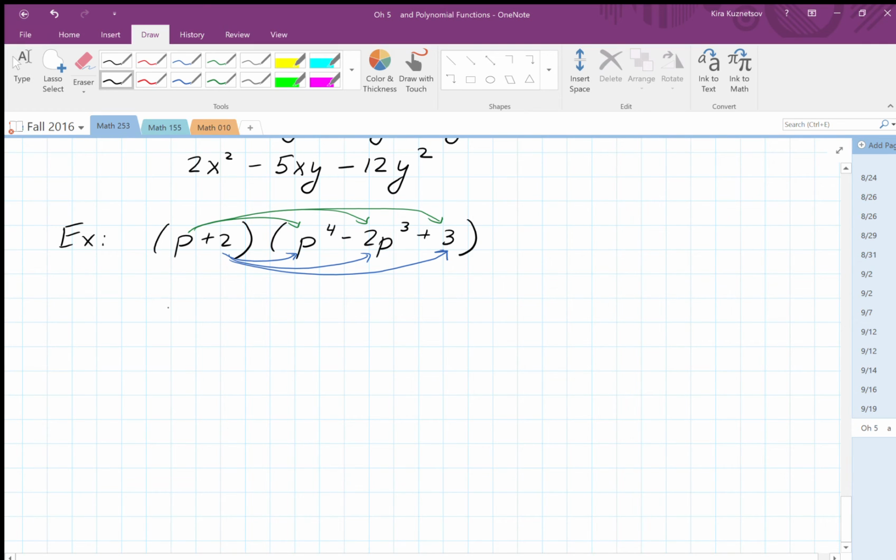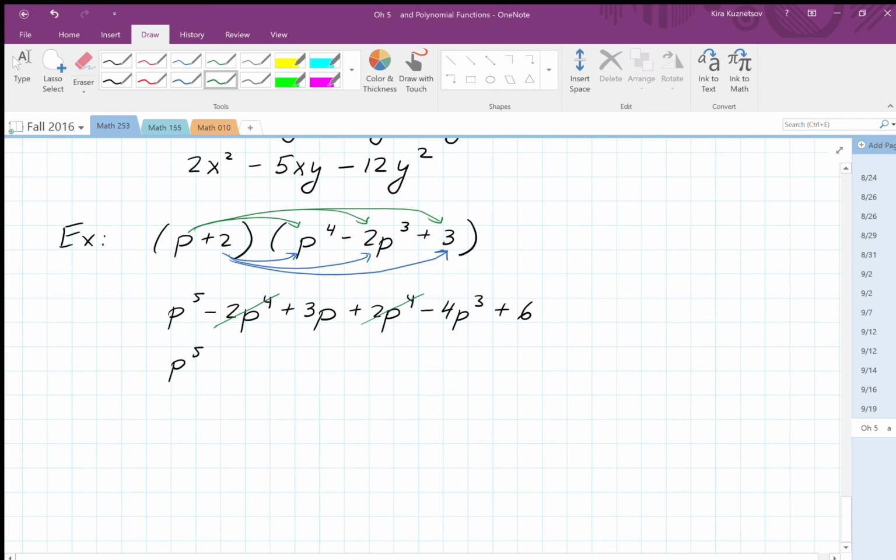P times p to the power of 4 is p to the power of 5. P times negative 2p cubed is negative 2p to the power of 4. P times positive 3 is positive 3p. Moving on to the 2. 2 times p to the power of 4 is positive 2p to the power of 4. 2 times negative 2p cubed is negative 4p cubed. And then 2 times 3 is positive 6. Collect like terms, write them in descending order. P to the power of 5. Then I have a negative 2p to the power of 4 and a positive 2p to the power of 4. So those cancel out.